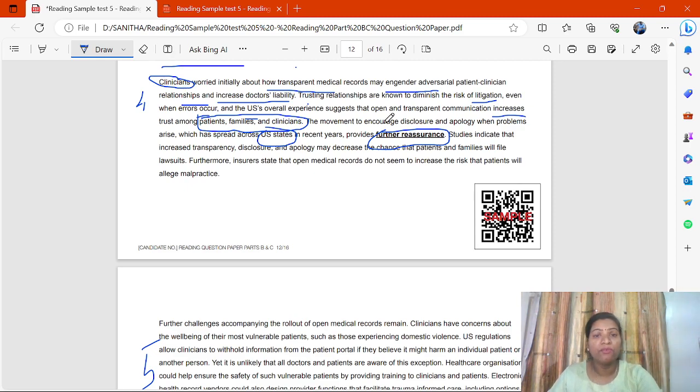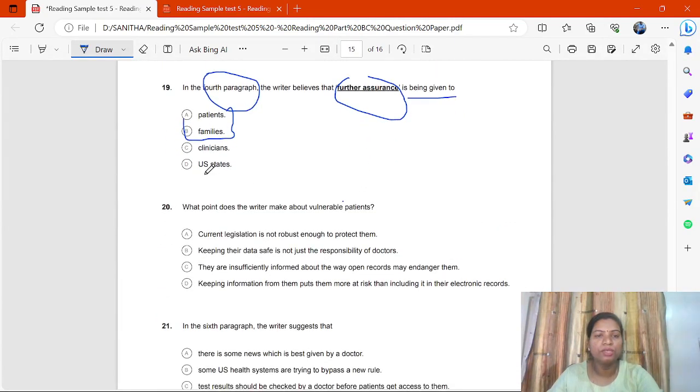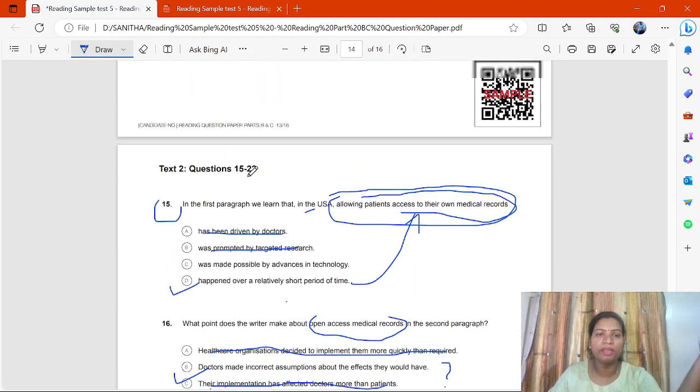Okay, further reassurance. For what is the fourth option? In the fourth part, the writer believes that further assurance is given to whom? Patients, families, clinicians, or others. Are we getting the point?